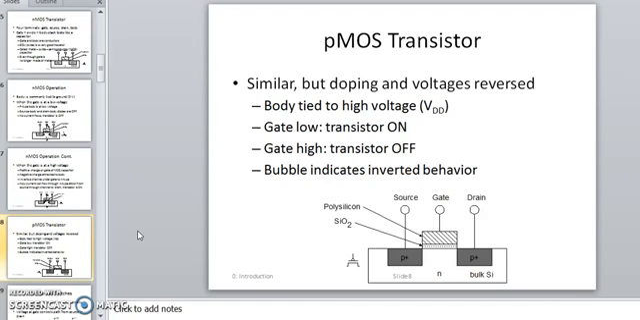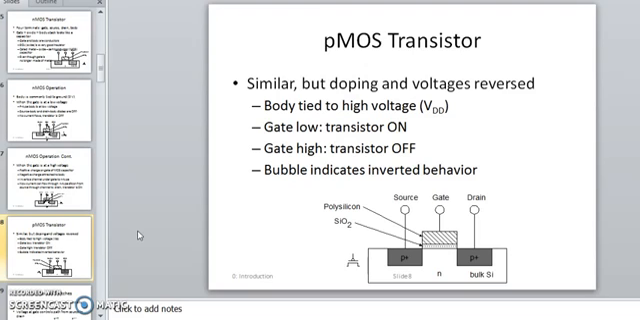Next, we see the PMOS transistor. The construction of the PMOS is opposite to that of NMOS. The body is at high voltage, that is VDD, whereas in NMOS it is at 0 volts. When the gate voltage is low, the transistor is in the on state, and when the gate is high, the transistor is in the off state.